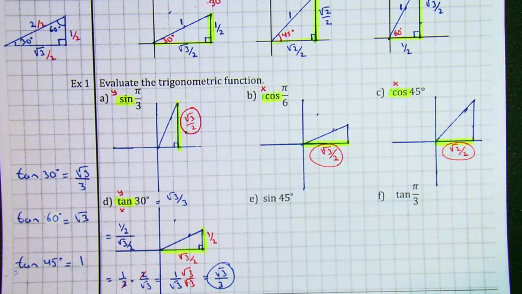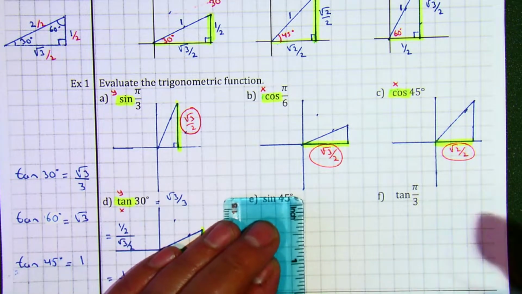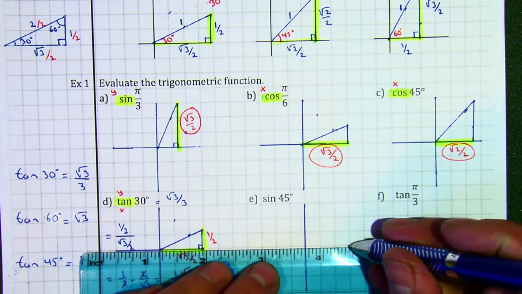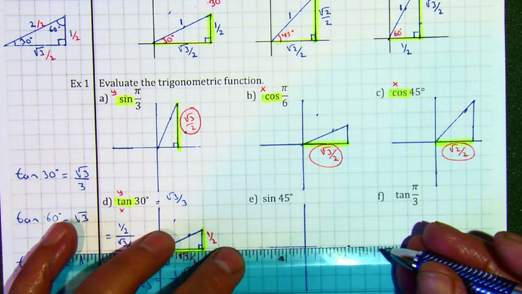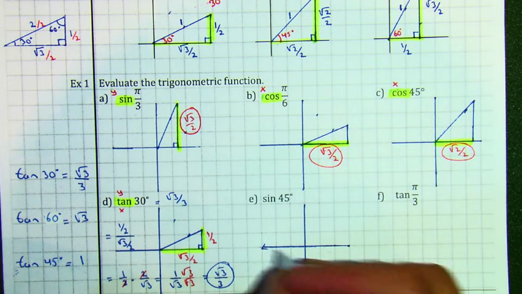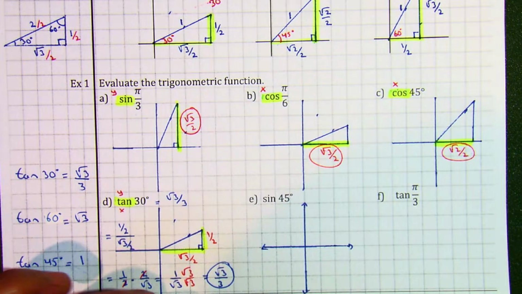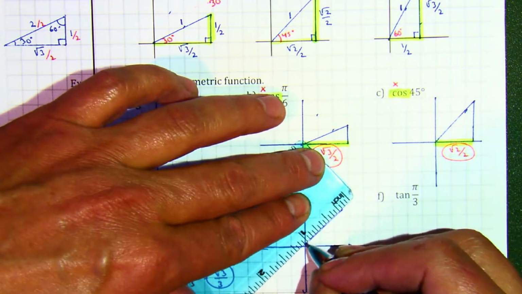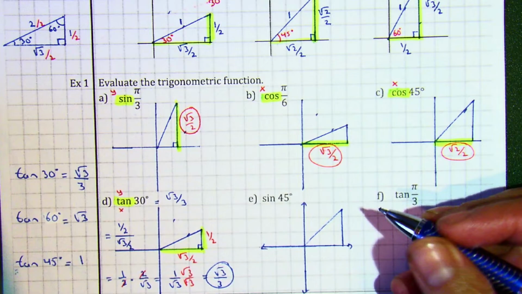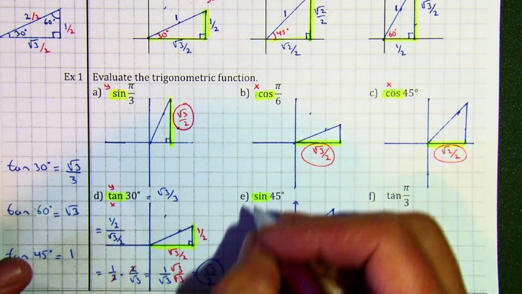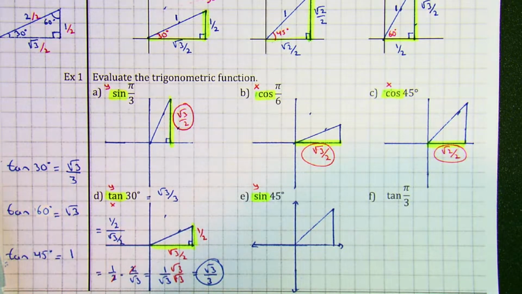Sine of 45. Let me make my x and y. I'm going to go ahead and draw my angle. 45 degrees is my halfway mark. And sine is your x or your y? Sine is your y value. And the y value on a 45-degree angle is the square root of 2 over 2.